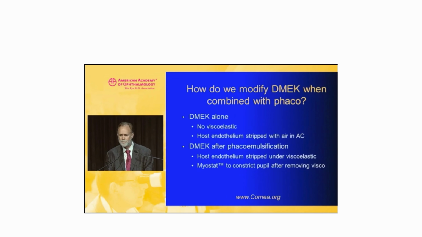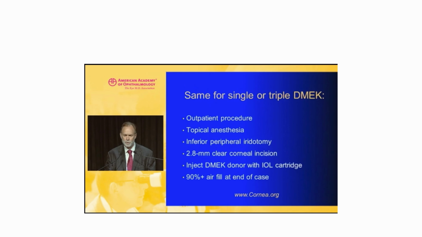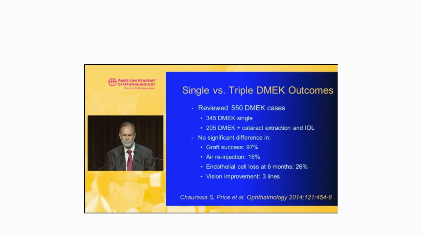And how do we modify our surgery if we do combined procedures? With DMEK alone, there's no viscoelastic. We use air to strip Descemet's. And if it's with phacoemulsification, then we strip with viscoelastic, evacuate it, and use Miostat to constrict the pupil. Otherwise, the procedure is the same. Either way, it's outpatient, topical anesthesia, small incision.